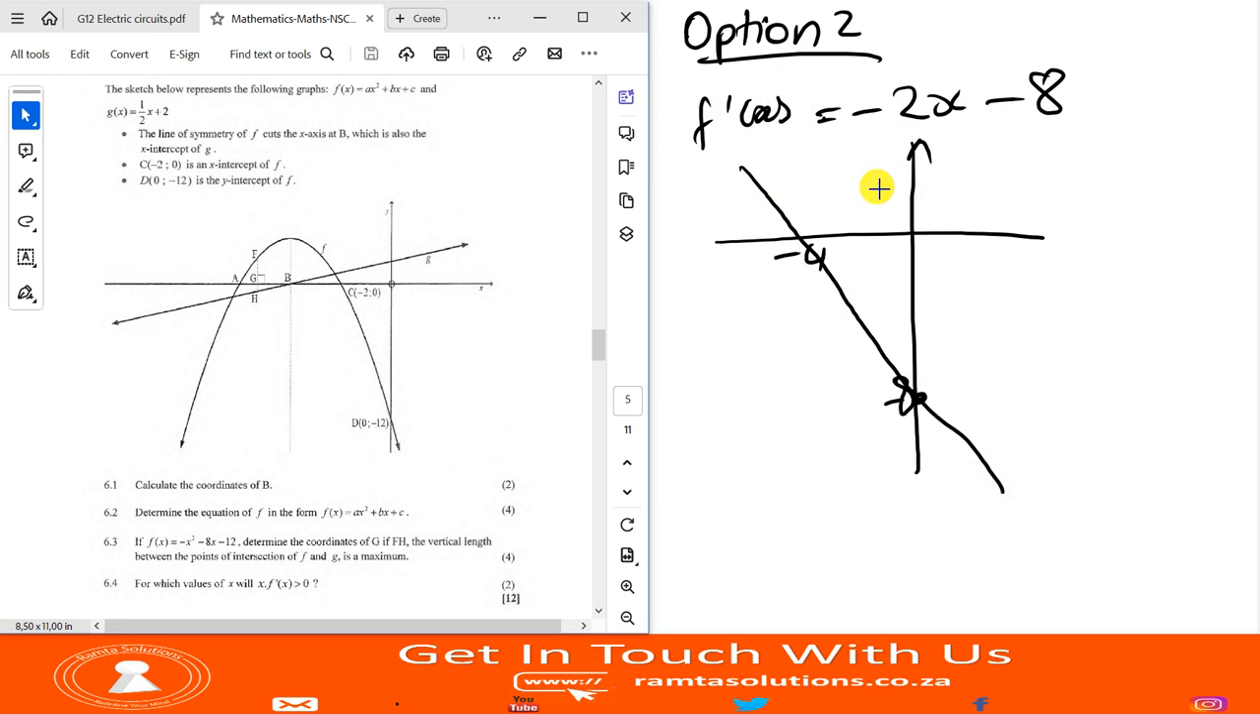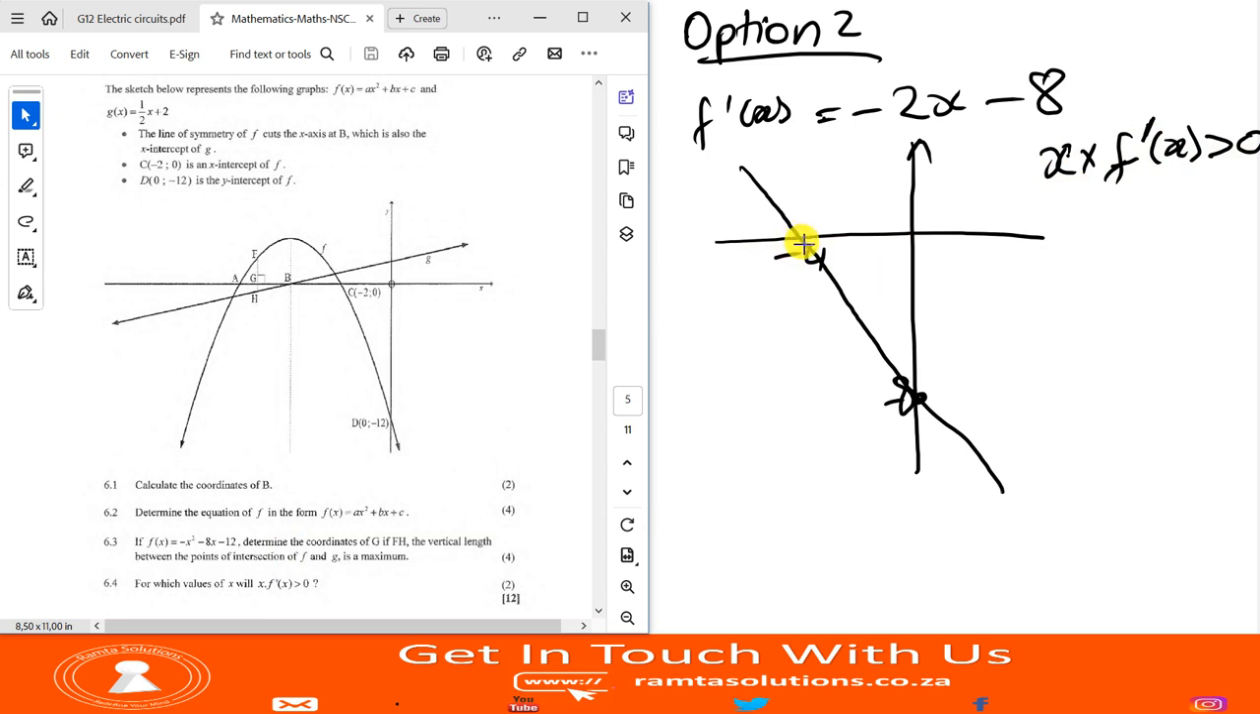So when you look at this, we are saying a positive times a negative. So it must be, we're saying x times f prime x must be greater than 0. So what are we saying? We're saying that when x value is positive, f prime x must be positive. When x value is negative, f prime x must be negative. So they must have the same sign.